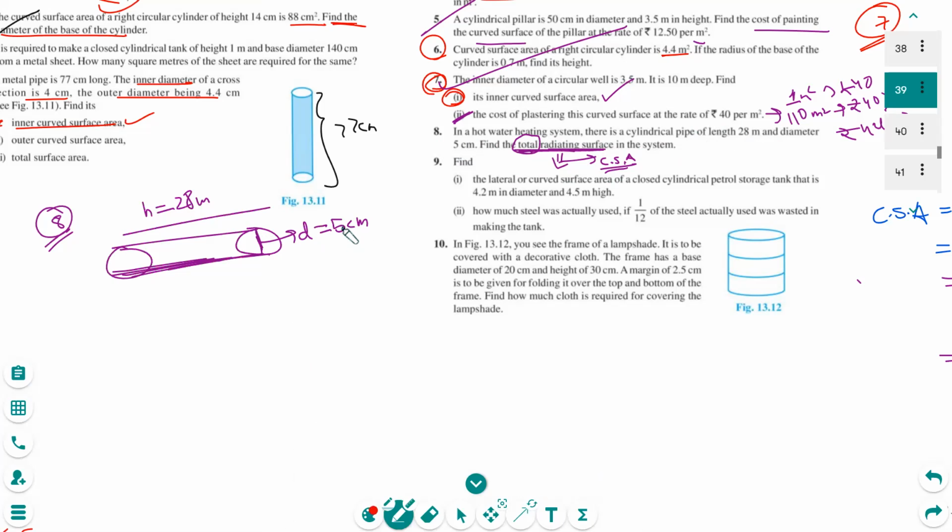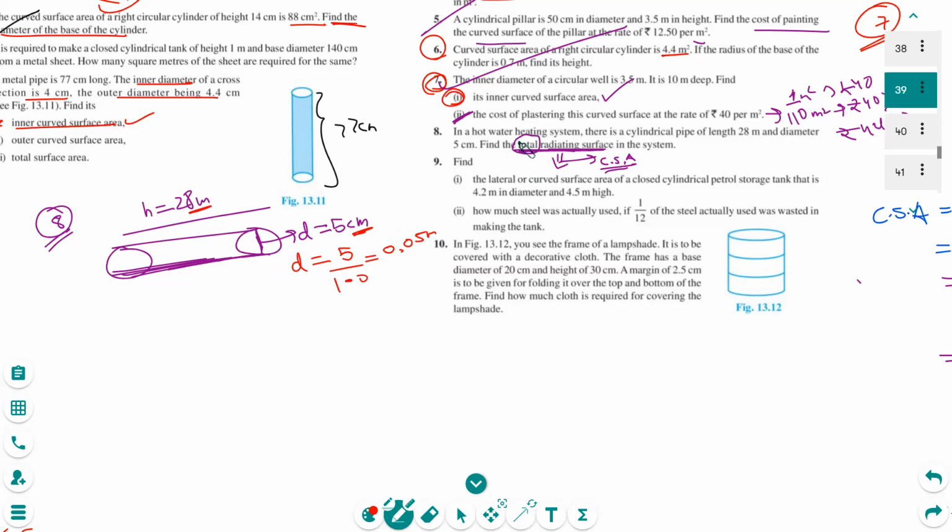What I need to do here, anyone? One person is saying radius, another person is saying convert centimeter to meter. Which one is correct? Do I need to find the radius, or do I first need to convert centimeter into meter? Yes, we will first convert it. So I will divide it by 100. I will be left with 0.05 meter.